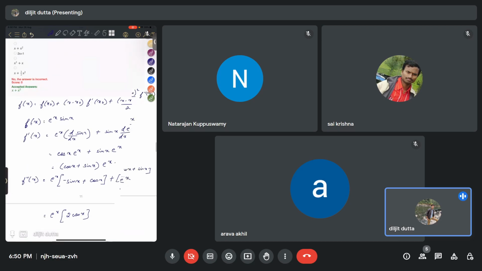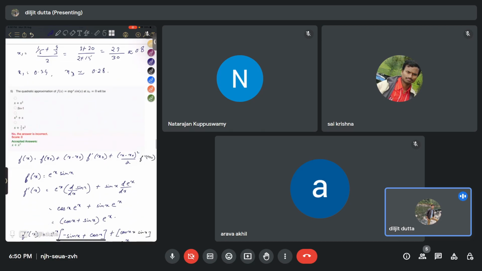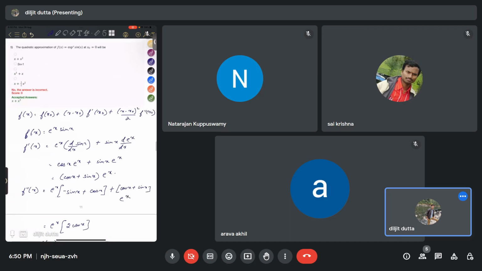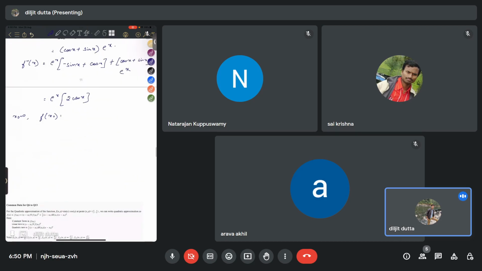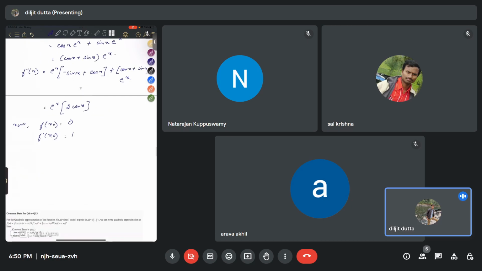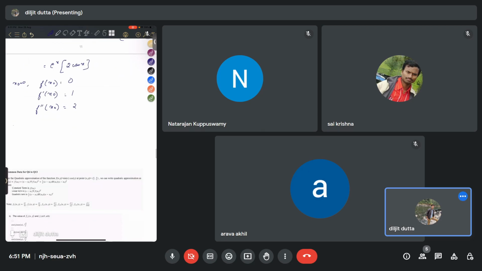Okay, so at x equal to 0 we will have to estimate, x naught is equal to 0. F of x naught is e to the power x sin x, so sin 0 is 0, so it is 0. F dash of x naught is equal to, sin 0 is 0, cos 0 is 1, e to the power 0 is 1, so it will be 1 into 1 equal to 1. F double dash x naught is equal to cos 0 is 1, e to the power 0 is 1, so it will be 2.